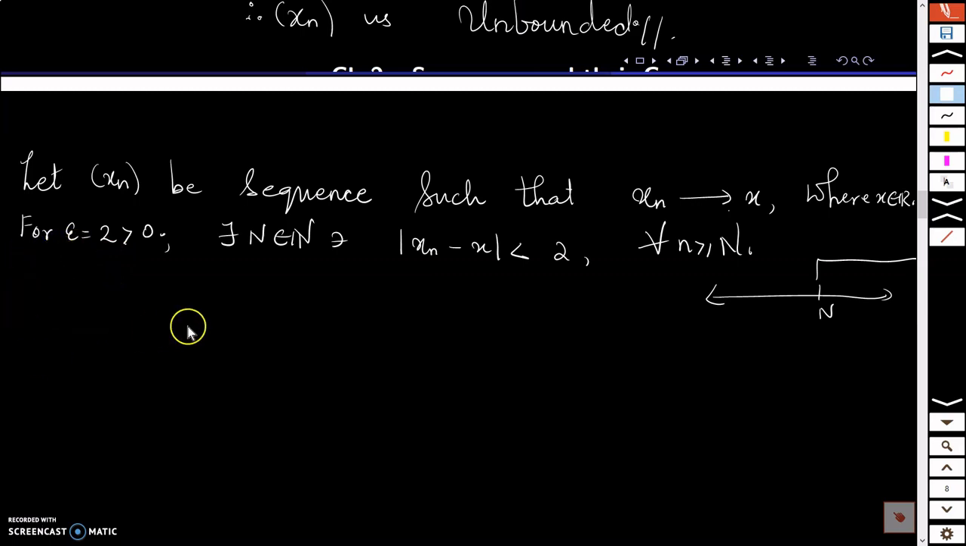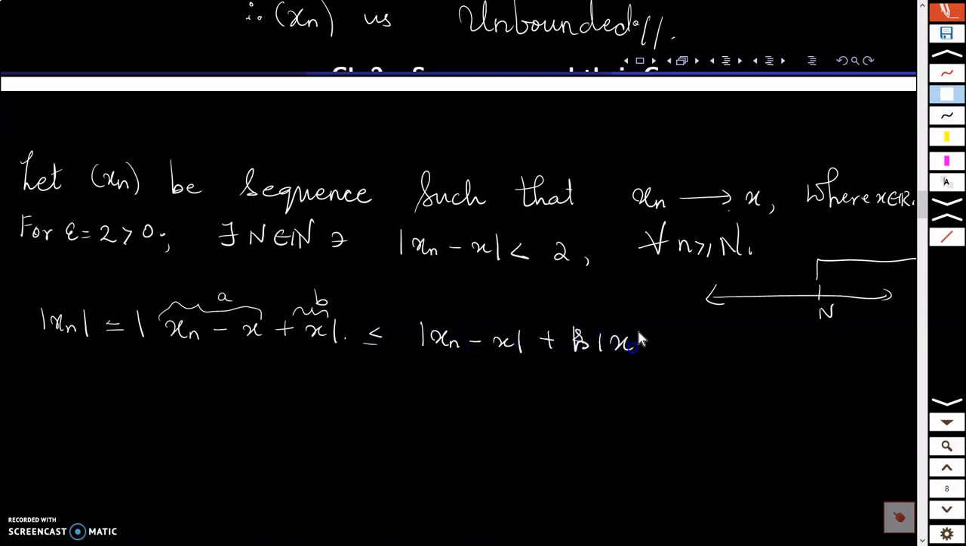I have picked epsilon equal to 2, right? Now what I will do is I will pick xn. Supposing I have the terms of the sequence xn, to this I will add and subtract the limit that I have, that is xn minus x plus x. So xn minus x, I will take this as one term and x as the second term, and I will apply triangle inequality. So |a plus b| is less than or equal to |a|, that is this, plus |b|, that is |x|, right?